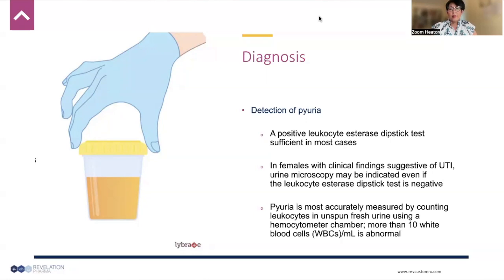In females with clinical findings suggestive of UTI, urine microscopy may be indicated, even if the leukocyte esterase dipstick test is negative. Pyuria is most accurately measured by counting leukocytes in unspun fresh urine using a hemocytometer chamber, and having greater than or equal to 10 white blood cells per microliter in urine is suggestive but not diagnostic of a UTI. And the greatest value of checking for pyuria lies in its negative predictive value, which is reported to be more than 85%. So without pyuria, it's unlikely that a patient has a UTI.